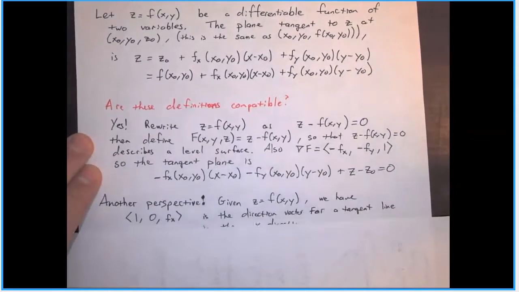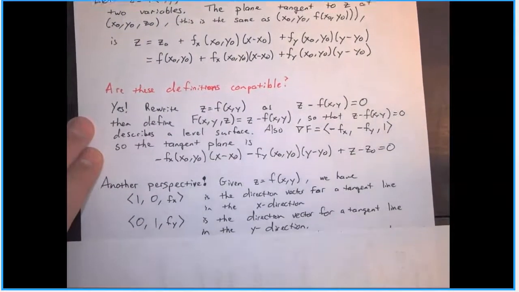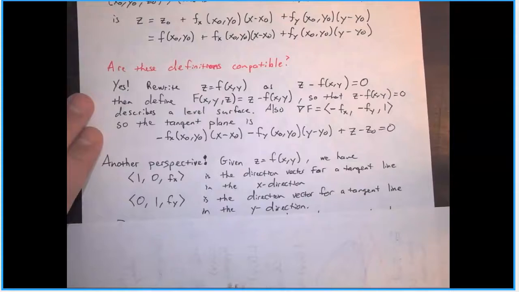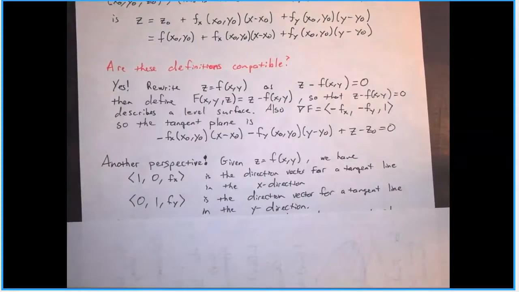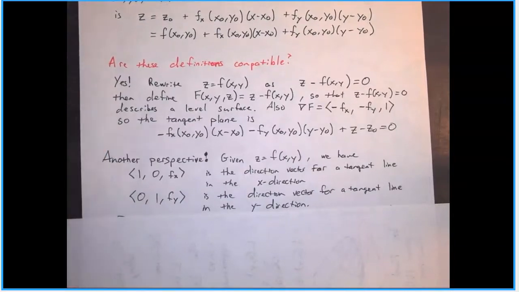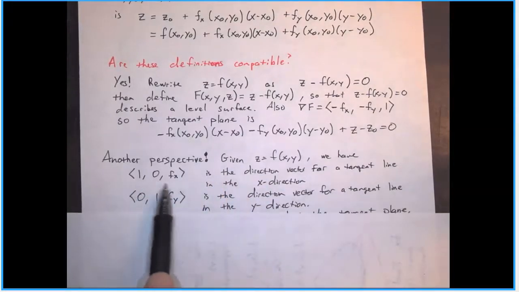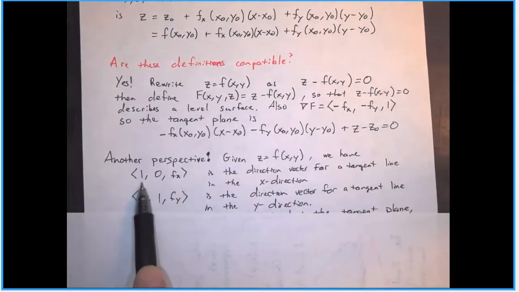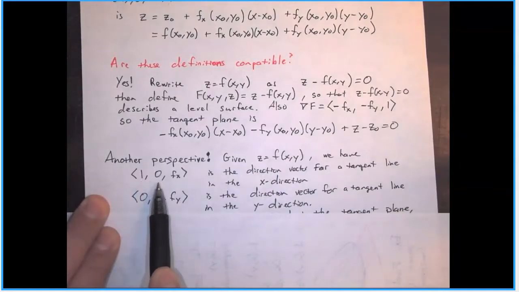We can even think of this from another perspective, right? We didn't go over this in detail, but I did mention it in lecture one day, that if we're taking partial derivatives and I want to think of a line going in the x or y direction, then the direction vector for those lines can be given in this form. So I have a function of 2 variables. I want to think of a tangent line strictly in the x direction. So I'm going in the x direction. I'm not going in the y direction at all.